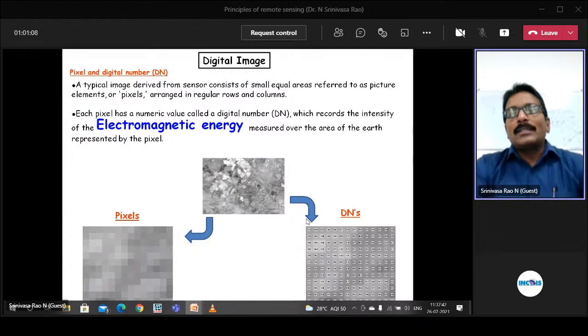Now, this is about electromagnetic energy reflection and emission. In the satellite remote sensing case, electromagnetic energy is the information carrier. That's why we should know thoroughly what electromagnetic energy is, what the units are, and all these things. We have to discuss this.